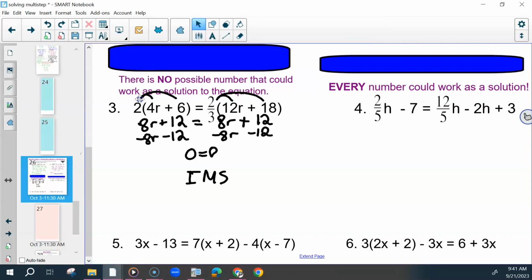Do we agree or disagree? Agree. We should have gotten 0 equals 0, infinitely many solutions. Anyone want to come to 4? We all avoid the ones with the fractions.